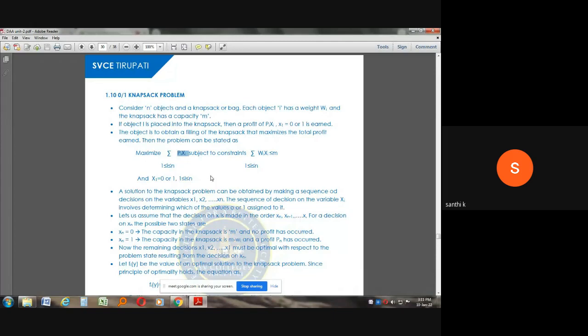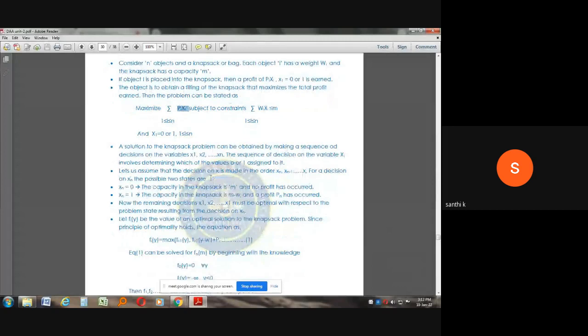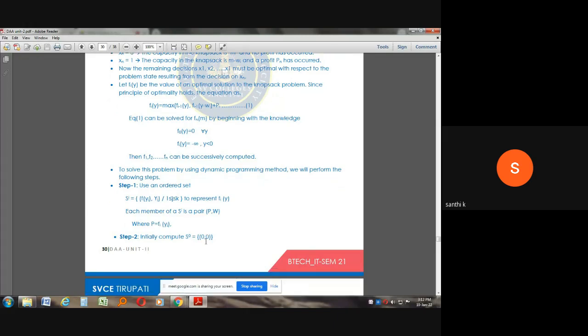So here we are going to solve this using dynamic programming. We can place the object completely or we cannot place the object. So 0 or 1. Here, we are going to solve this problem using sets. Initially we assume a set S0 which is 0 comma 0. We will consider the set S power i, which contains pairs P comma W, where P is profit and W is weight.